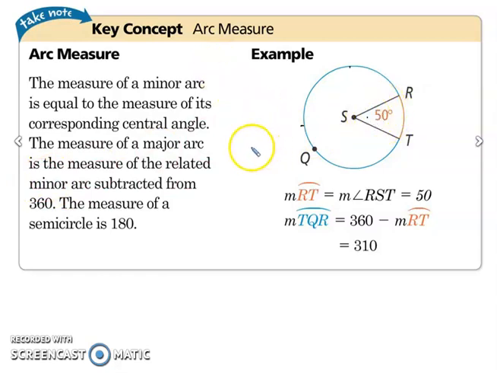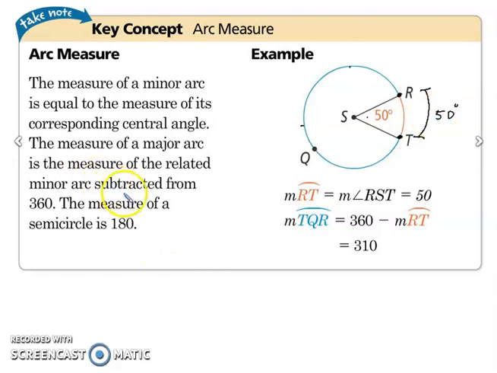Now, the definition we're making today is that arcs can also be measured in degrees. And this is very easy to do. If I have a central angle that opens up and touches the circle at the 2 points of the arc, so, for example, this arc RT, the measurement will be the same as whatever the measure of the corresponding central angle is. So if angle RST is 50 degrees, that means this arc RT is also going to be called 50 degrees.